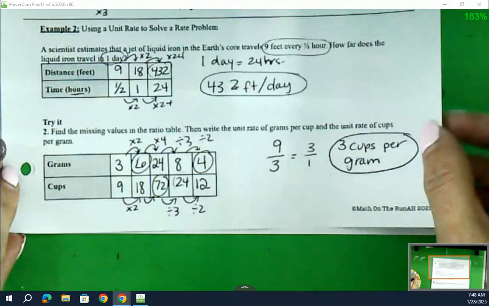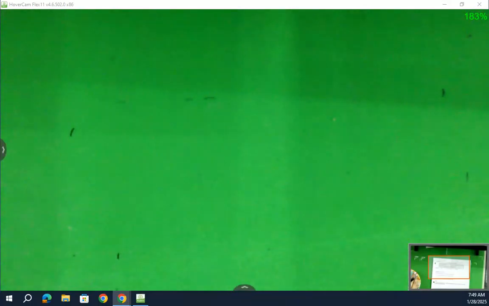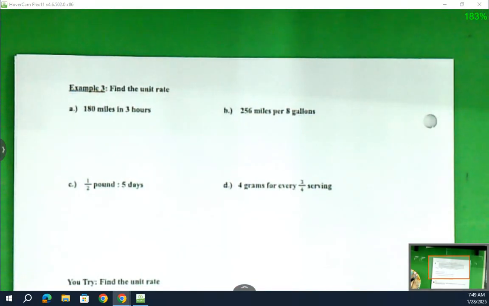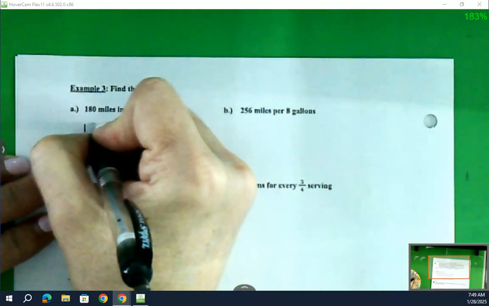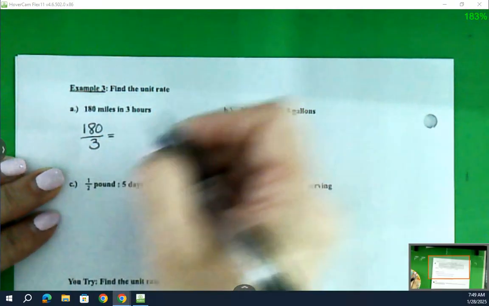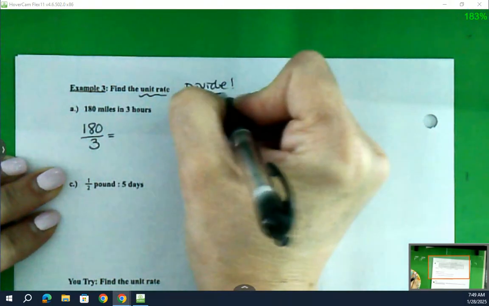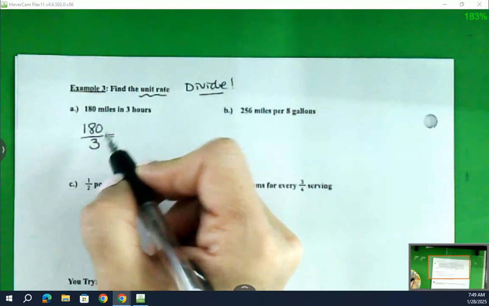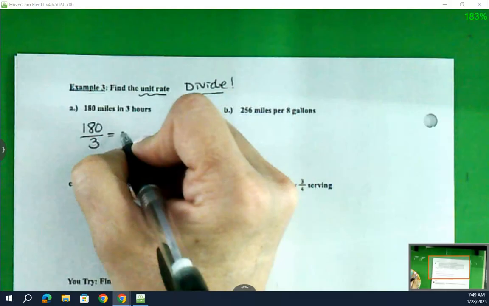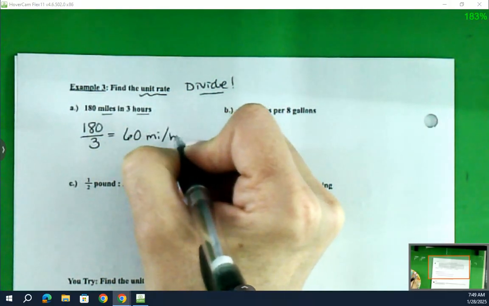Okay, let's turn it over to the other side. Okay, it says find the unit rates. We have 180 miles in 3 hours. We want a 1 in the denominator. Another way to do a unit rate is to just simply divide. So I can do 180 divided by 3 to get our unit rate, and 180 divided by 3 is 60. And then, not forgetting our units here, we would write miles per hour.